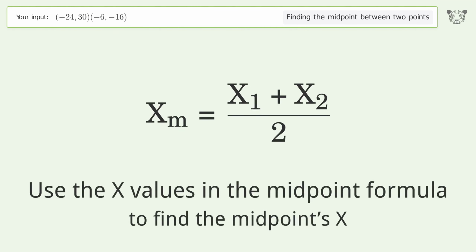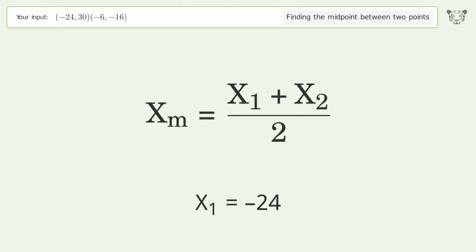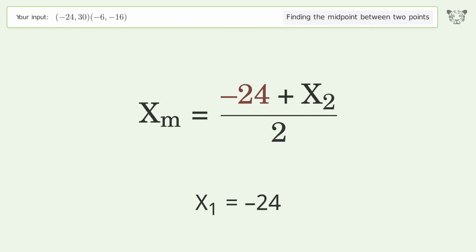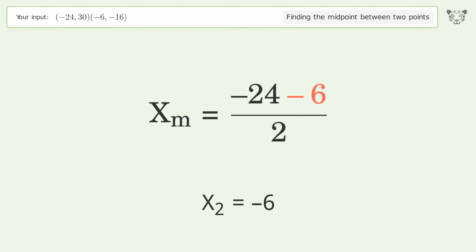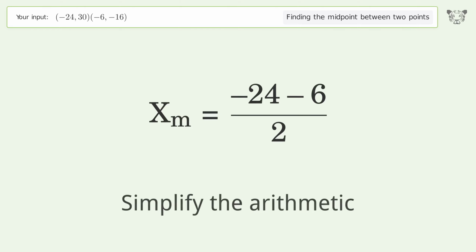Use the x values in the midpoint formula to find the midpoint's x. x1 equals negative 24. x2 equals negative 6. Simplify the arithmetic.